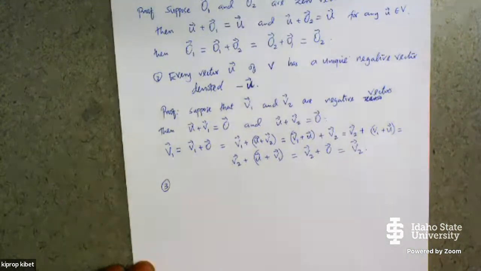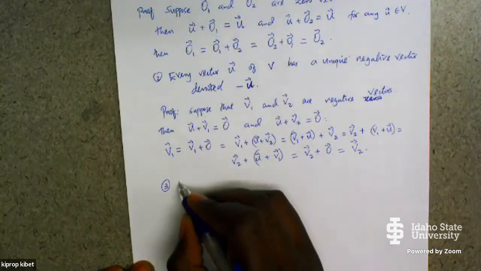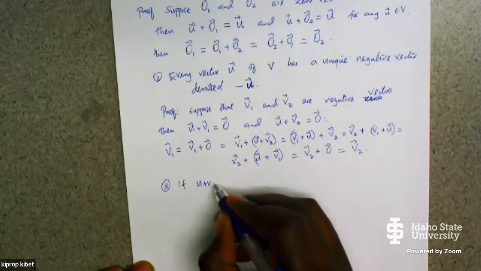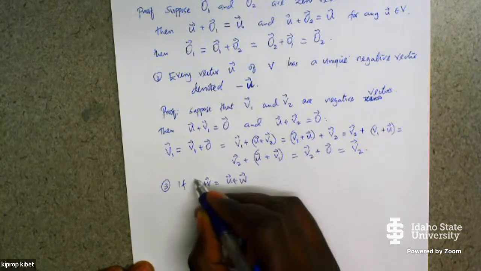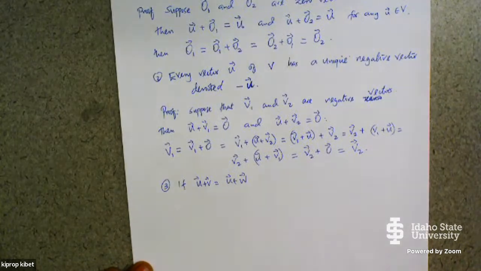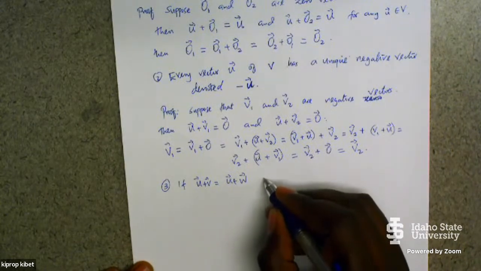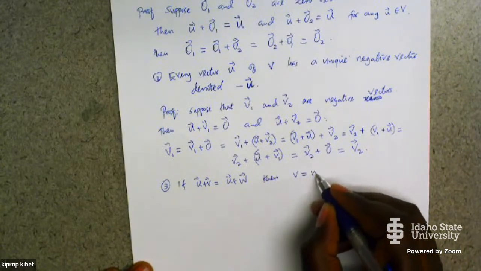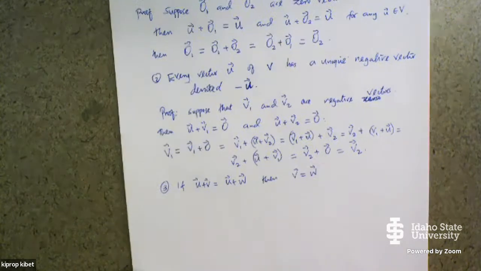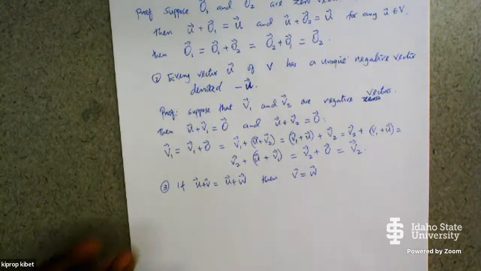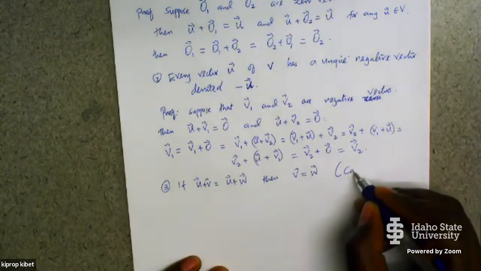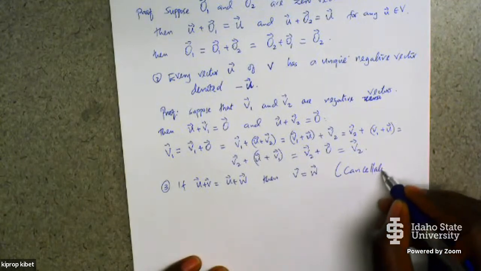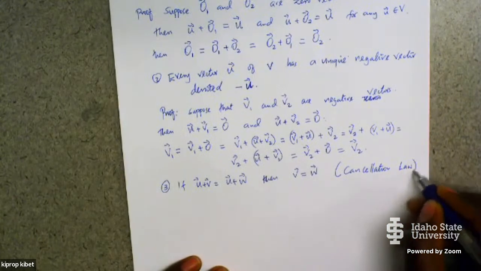Another one, number 3. If u plus v equals u plus w, then v equals w. This is what we call the cancellation law.